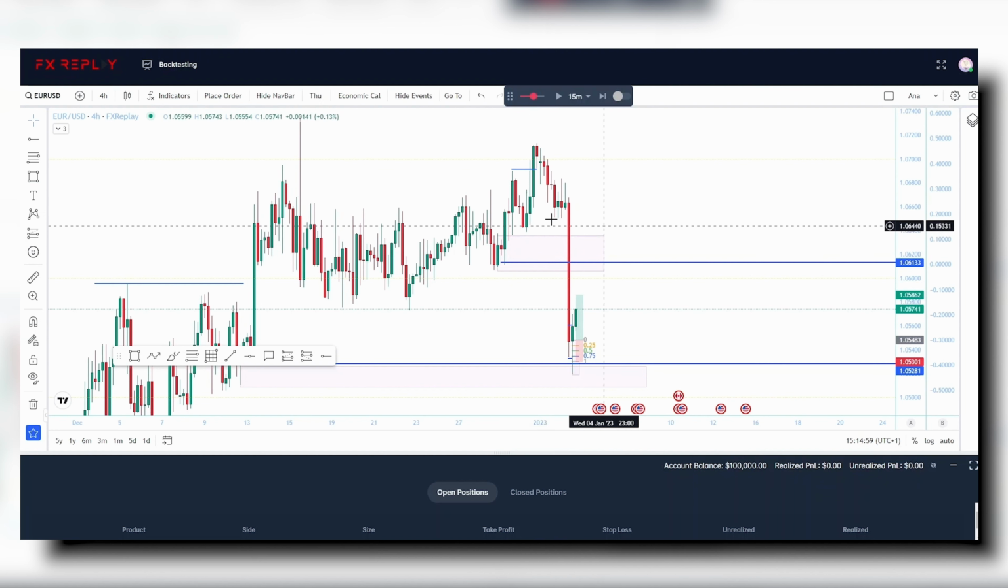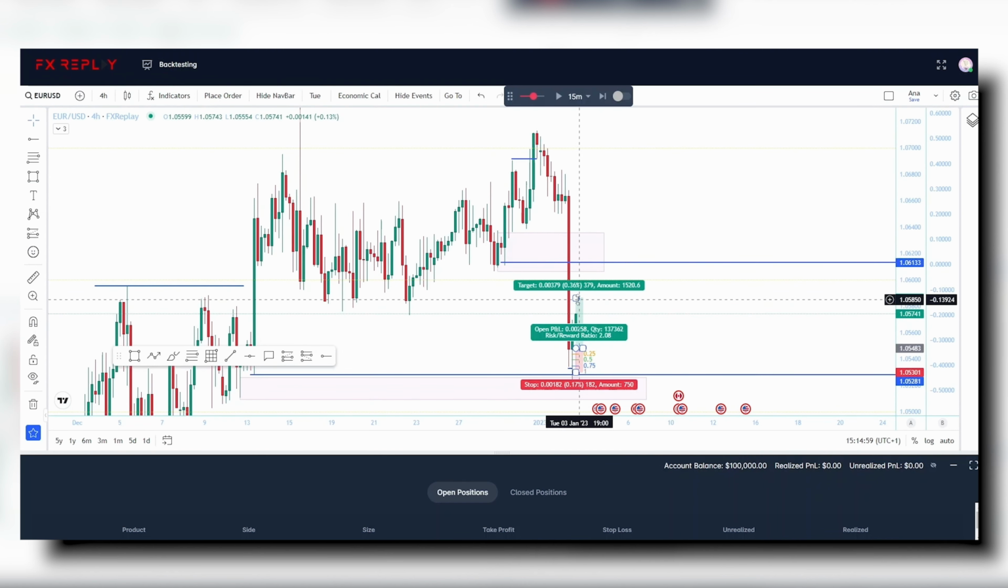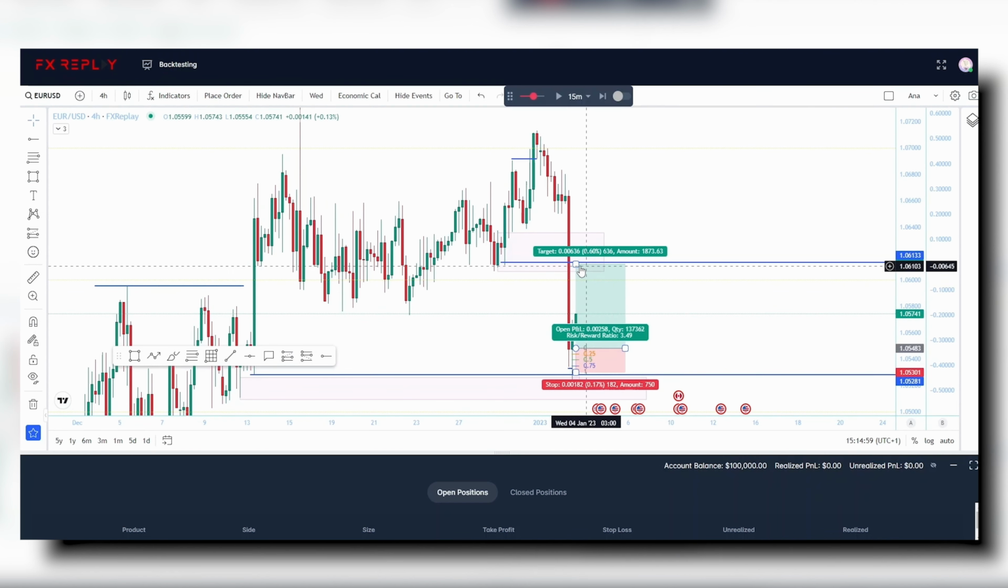We can also target here, but we are not sure if price is gonna reach that high. Maybe price will just find resistance here and continue on the downside. Another confluence would be this 1.06 institutional level. So I would target here.